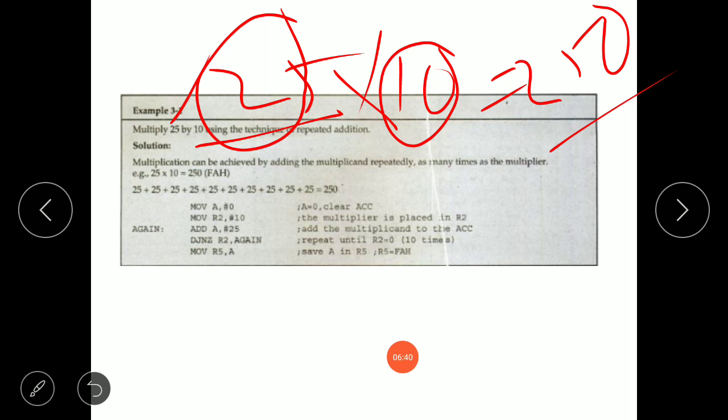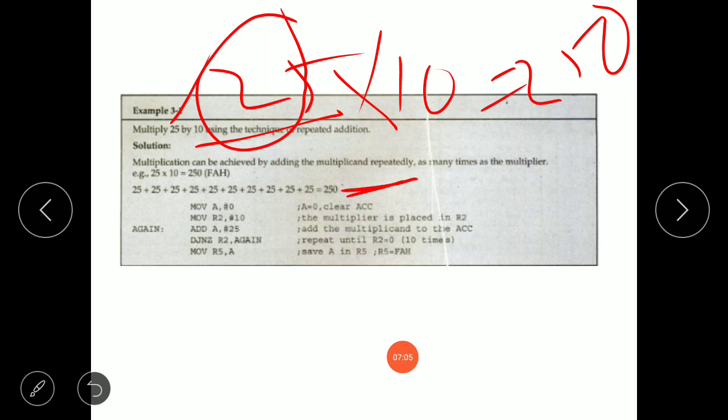Either you can write it as 25 into 10, or you can multiply 25, or you can repeatedly add 25 ten times so that you will get the value 250. So if you add 25 ten times, you will get the same value as you multiply 25 into 10, that is 250 only. So how are you going to write the program using this method, that is repeatedly adding 25 ten times?